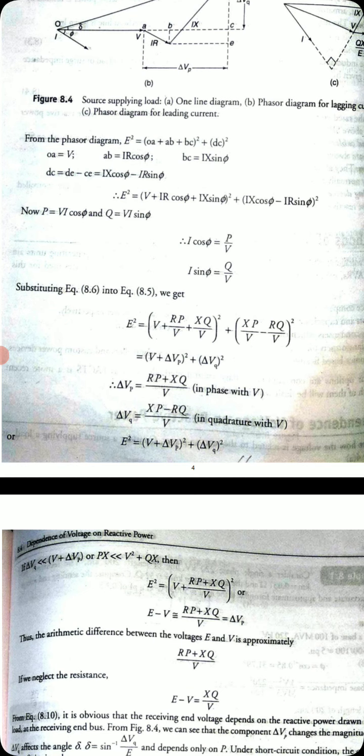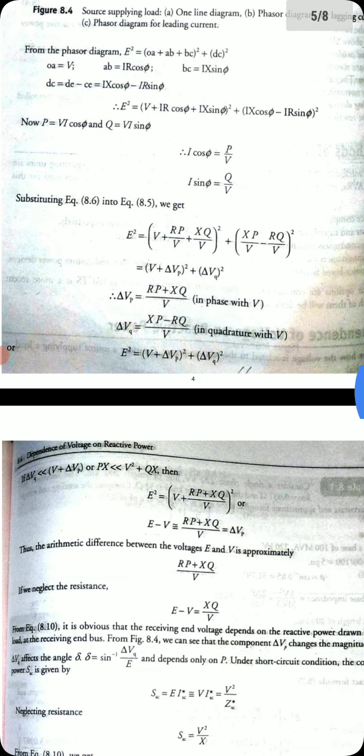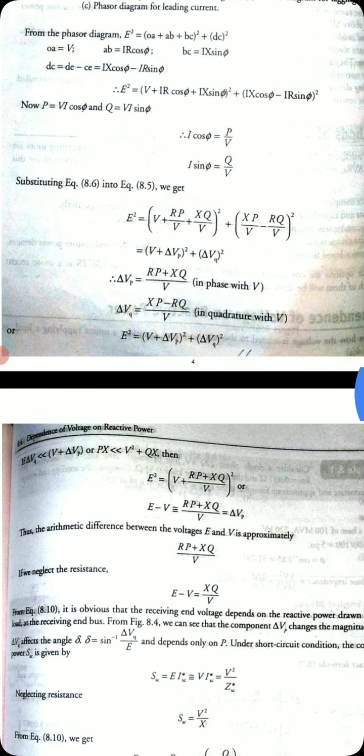Now I will simplify that equation further as (V plus delta Vp) whole square plus (delta Vq) whole square. Delta Vp is nothing but (RP plus XQ) by V, the component in phase with V, that's why I am taking it as delta Vp. And delta Vq is nothing but (XP minus RQ) by V, that is in quadrature with V.